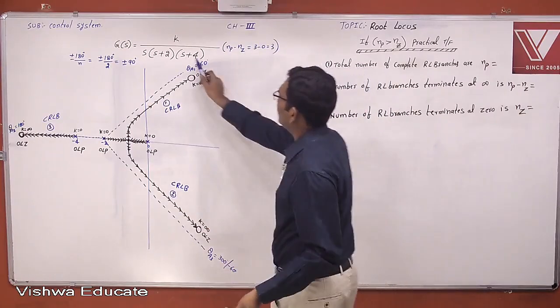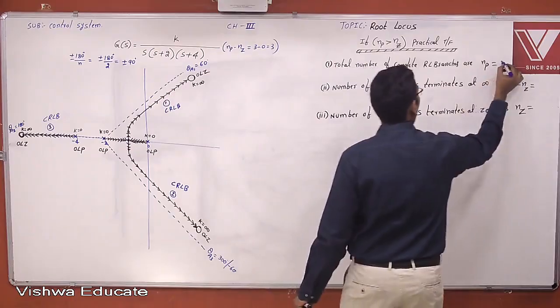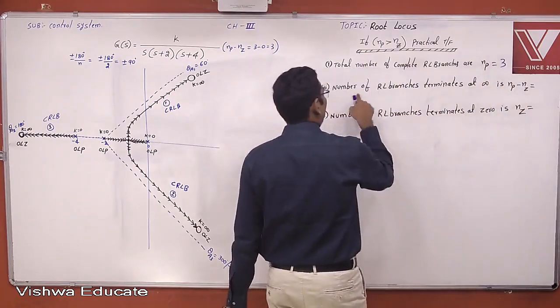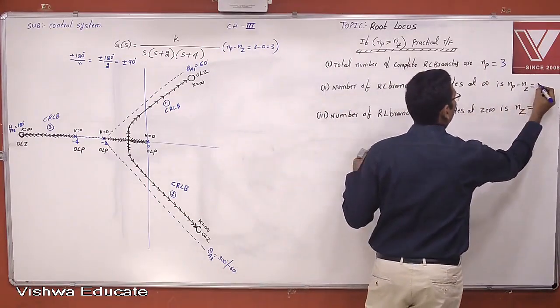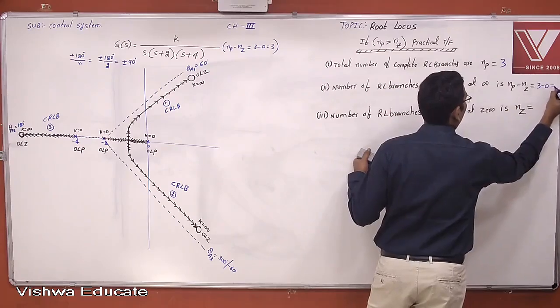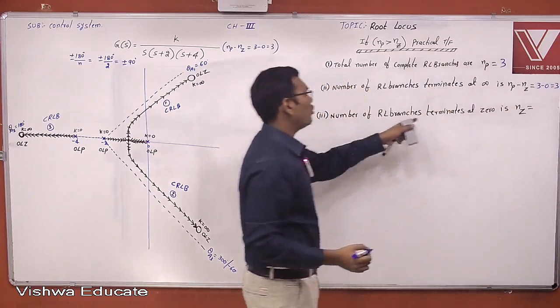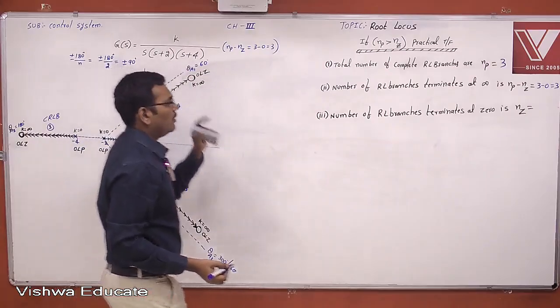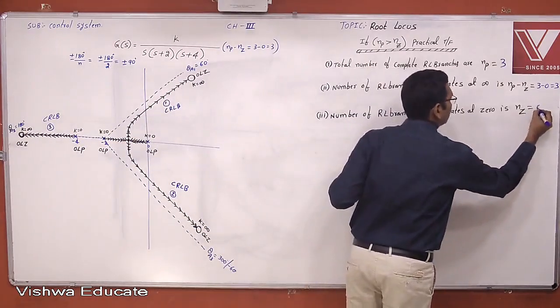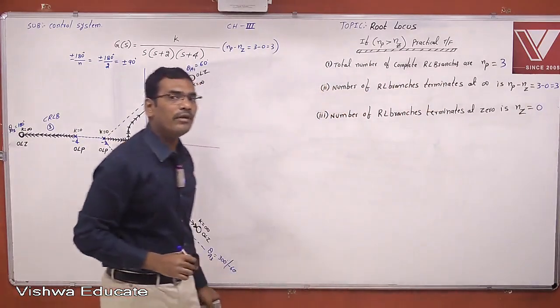What is NP? 1, 2, 3. Therefore NP equals 3. Now, the number of root locus branches terminating at infinity is 3 minus 0, which is 3. The number of root locus branches terminating at 0: there is no 0 here. NZ is 0. Now, whether this is correct or not, you will verify.